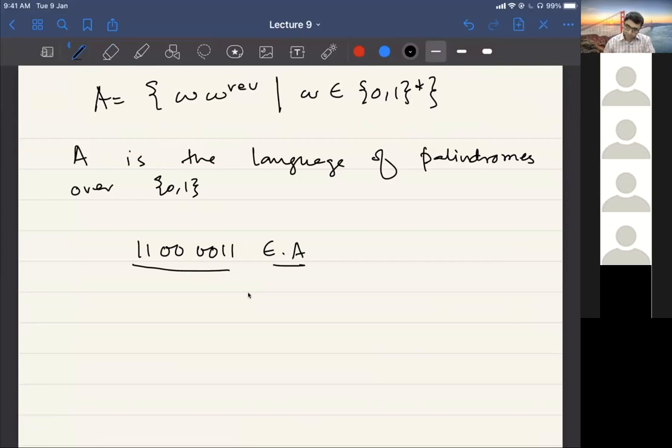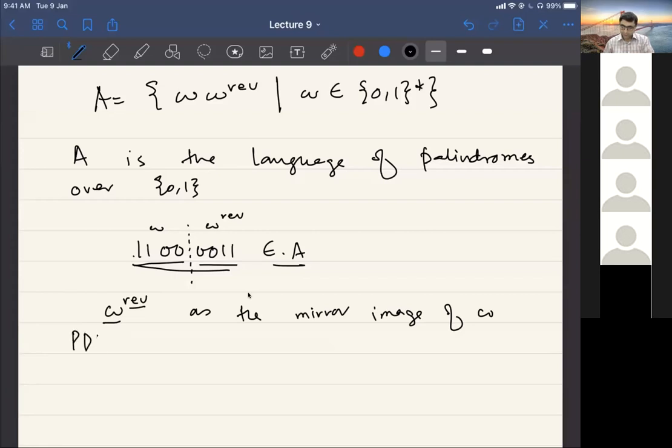Why? Because there is a vertical symmetry line here, around which the half of the string on the left-hand side is mirrored on the right-hand side. So 1100 is on the left-hand side and 0011 is on the right-hand side. If you call the left string w, then the right string must be w reverse, the mirror image. Whatever string w is, w reverse is just the mirror image of that string.